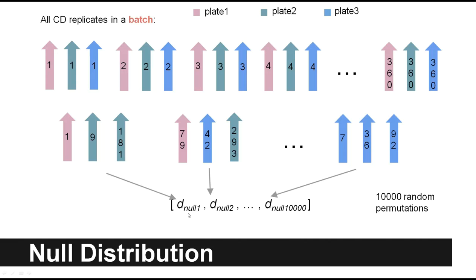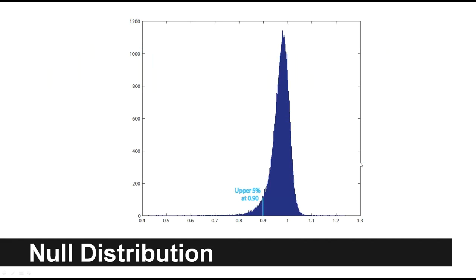null average constant distance. I just repeat this random sampling process 10,000 times, and we have 10,000 null average constant distances. This makes up the null distribution of the average constant distance. So this is basically the histogram.